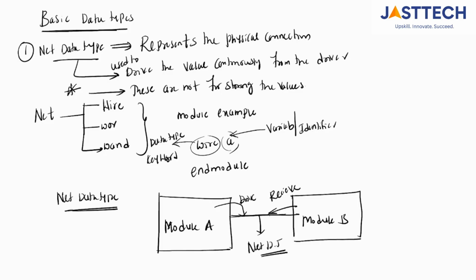So the main thing you need to remember about the net data type is that we use it for driving values. These are not used for storing any value. Mainly for driving the value we are using it. Now, what is the default value?